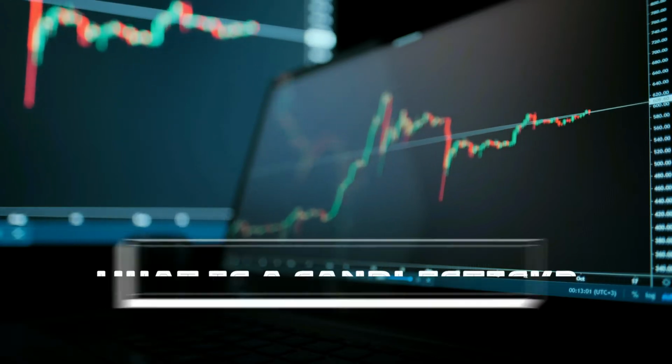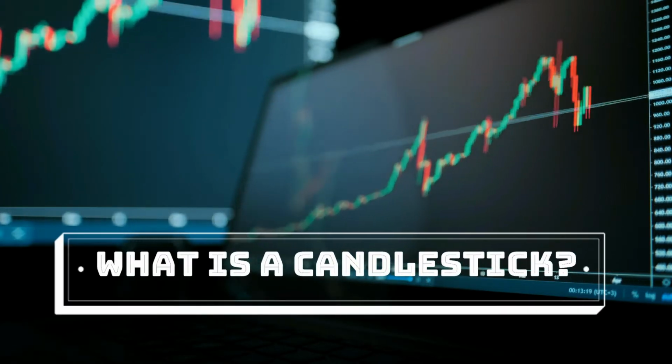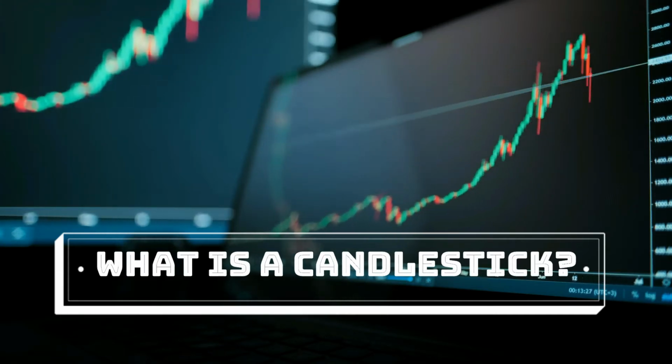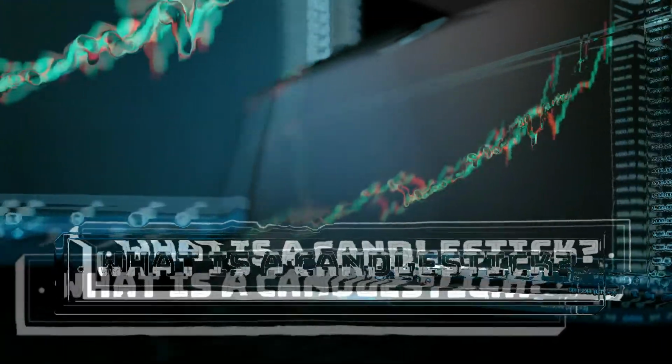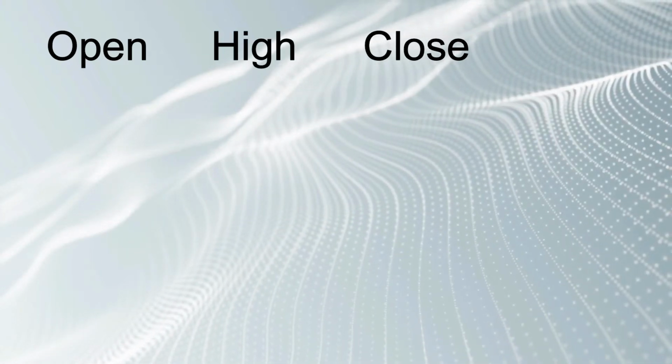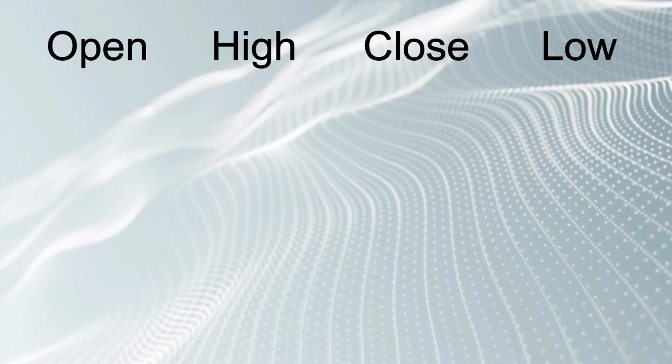All right, what is a candlestick? Let's talk about it. The candlestick at first glance basically tells you where a stock has been over a specific period of time. Every candle gives you 4 pieces of information: the opening price of the stock during that time period, the closing price of the stock during that time period, the highest price that stock reached during that time period, and the lowest price that the stock fell to during that time period.